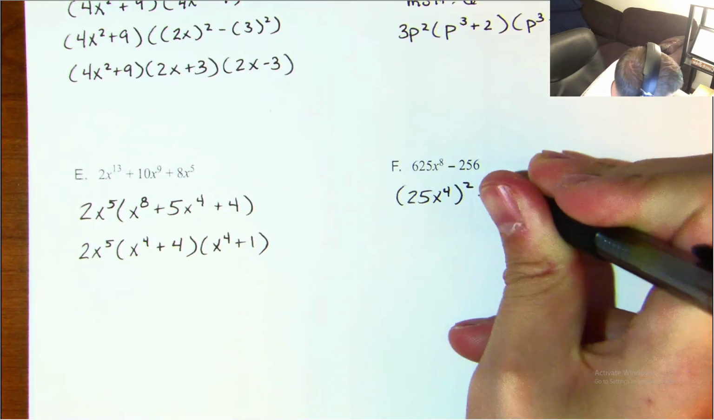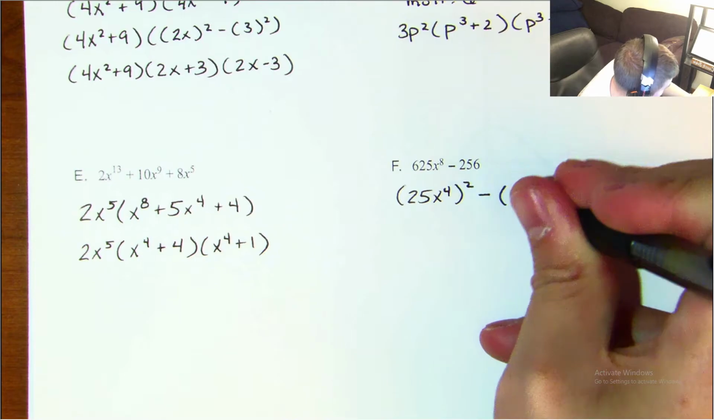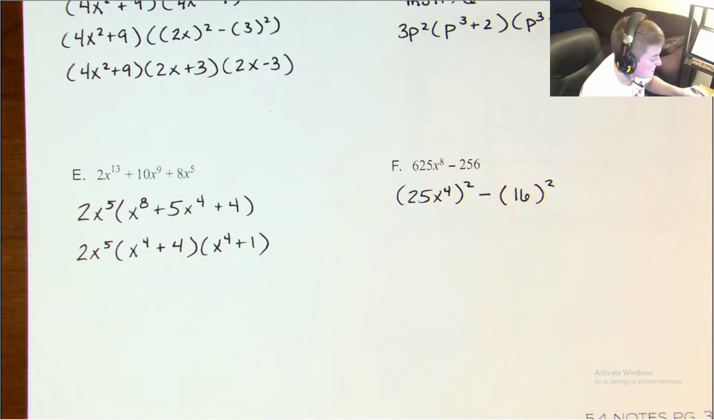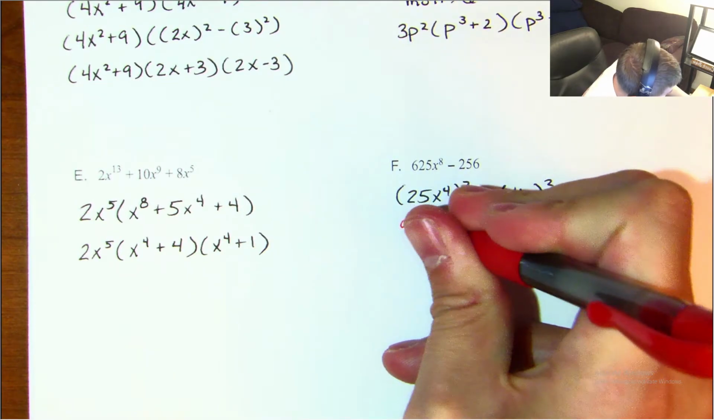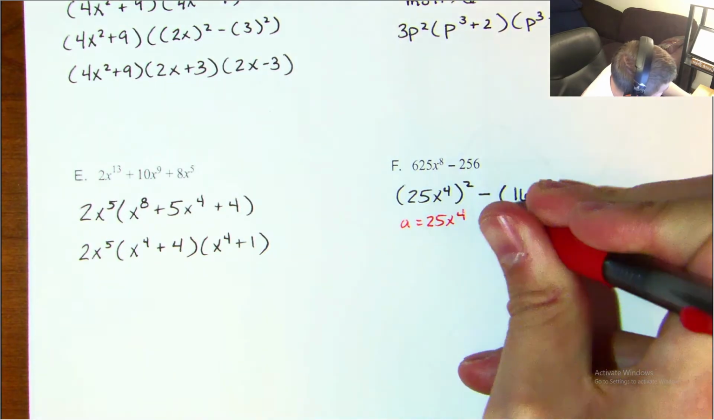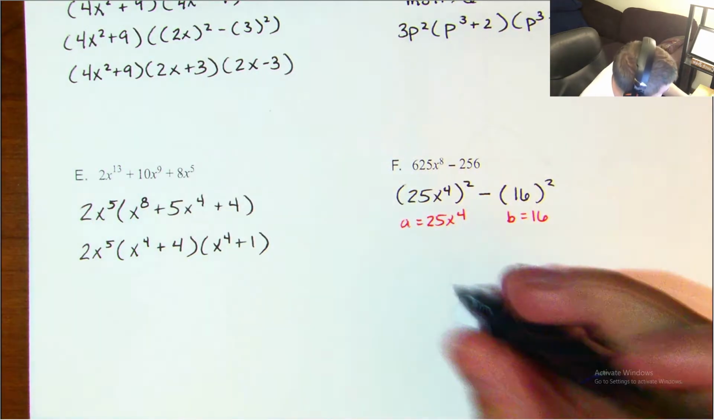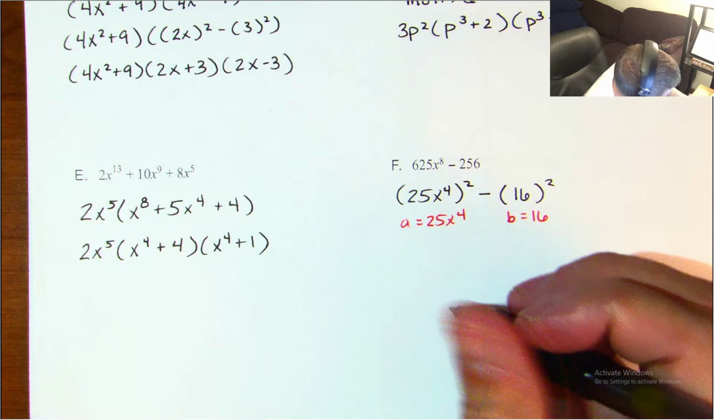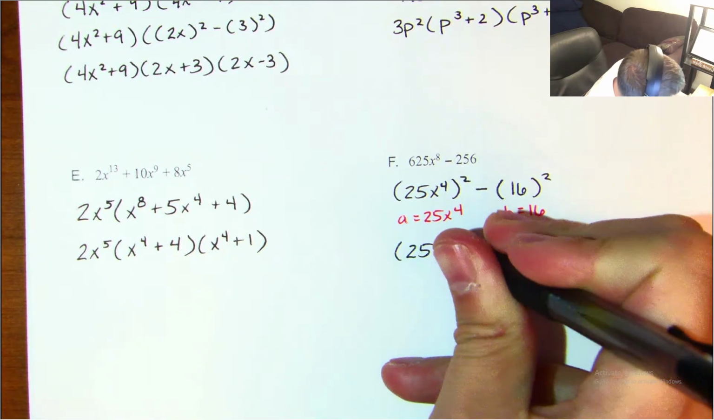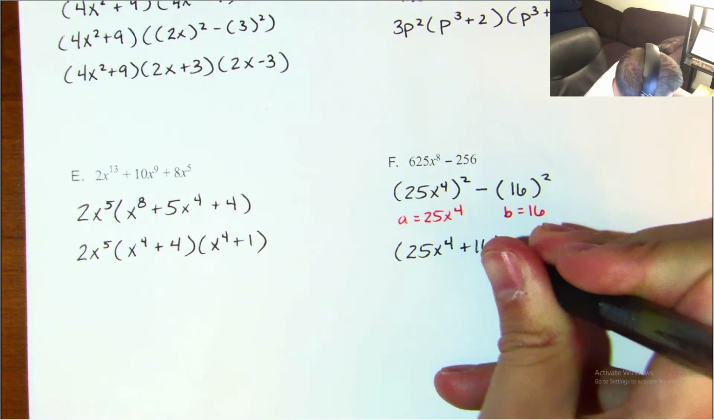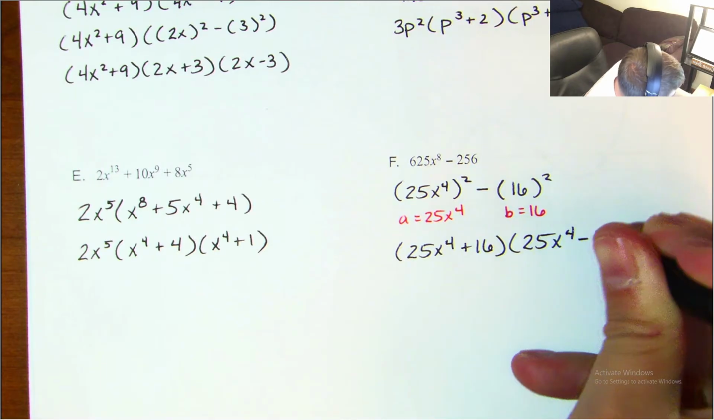Then we're taking away 256, which is 16 squared. Okay, and so this is a difference of squares, with an a value equal to 25x to the 4th and a b value equal to 16. So that means I can go ahead and factor this further. This is going to be factored into 25x to the 4th plus 16 times 25x to the 4th minus 16.